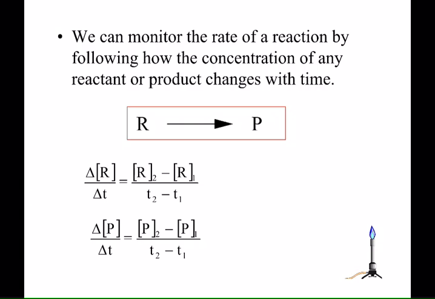For the product, we take the molar concentration at time 2 minus the molar concentration at time 1, and we divide that by the change in time.